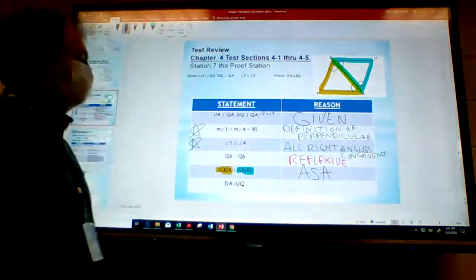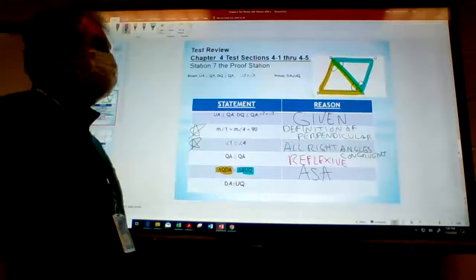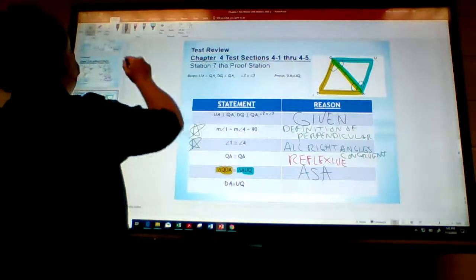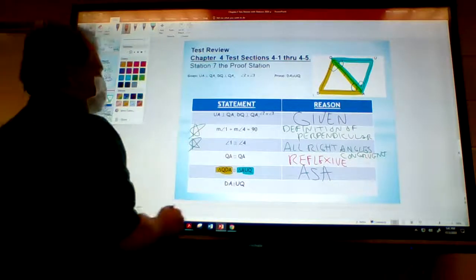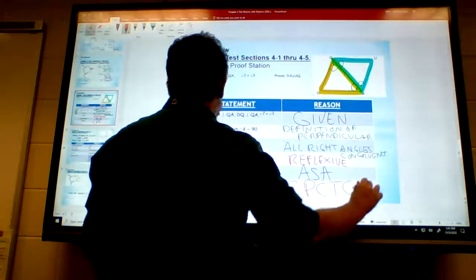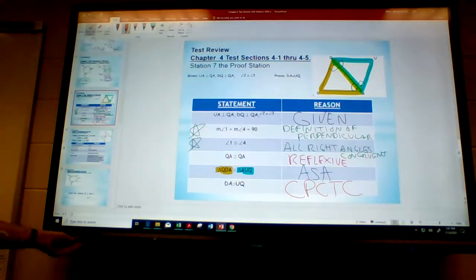ASA, angle, side, angle. And then once we prove that the triangles are congruent, then we can come back and prove that any remaining parts are congruent, and that would be by CPCTC. CPCTC, corresponding parts of congruent triangles are congruent.